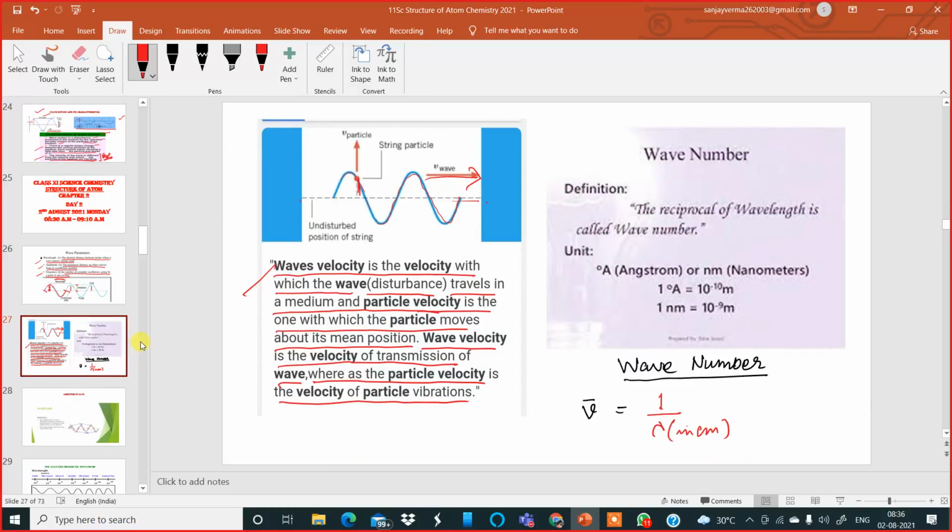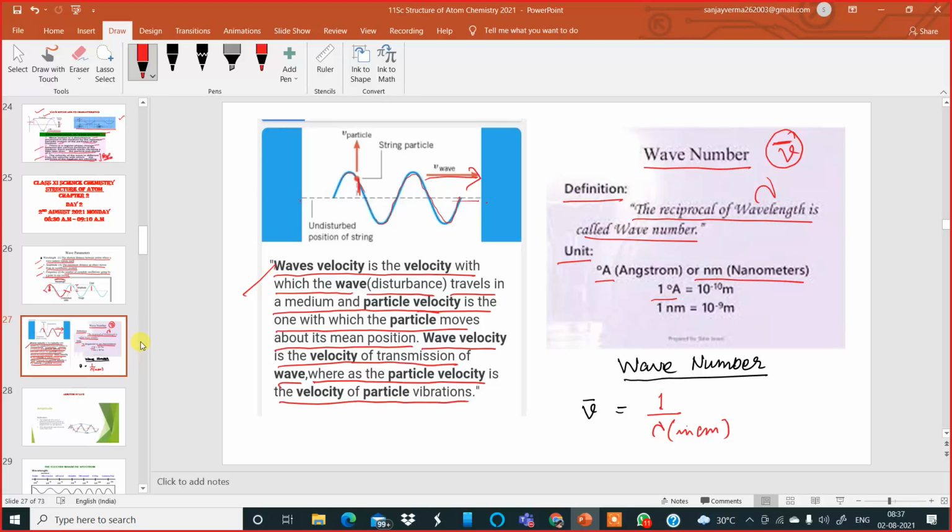Now moving on to one more thing, which is called wave number. Wave number is defined as the reciprocal of wavelength, and its symbol is small v with a dash above it. Now the unit, angstrom or nanometer.